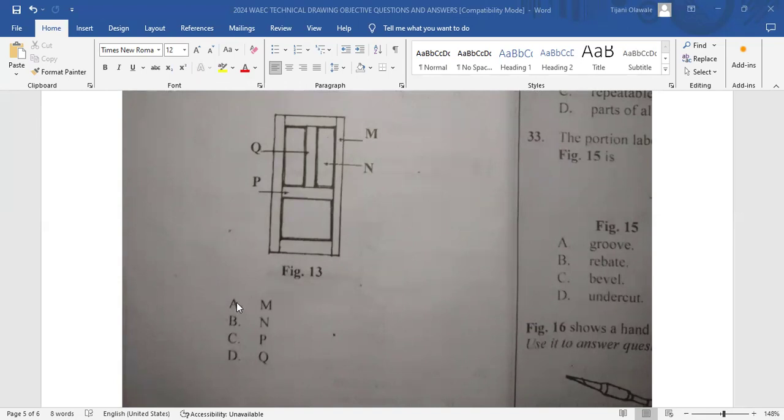So we have answered questions 1 to 40. That is 1 to 30 on general geometrical drawing, and then questions 31 to 40 on building drawing. Those are the answers that we got for this 2024 technical drawing objective questions.